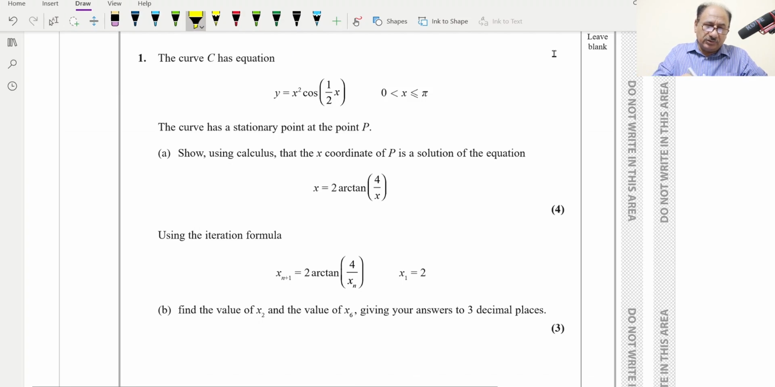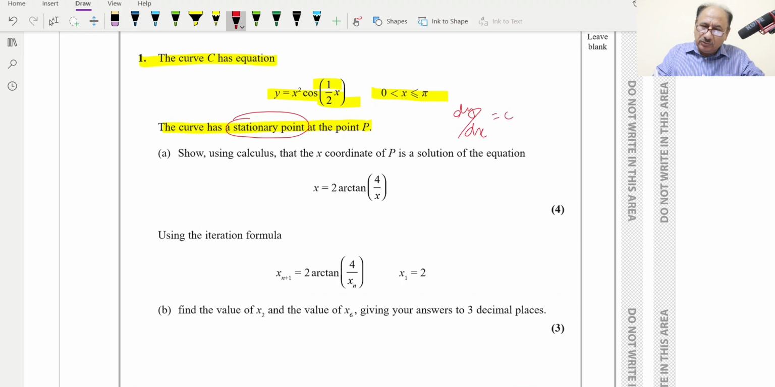Now let us move to question number 1. The curve C has this equation, and the range is provided from 0 to pi. The curve has a stationary point at point P. We know what a stationary point is, and for the stationary point we put dy over dx equal to 0. This is the test for a stationary point.